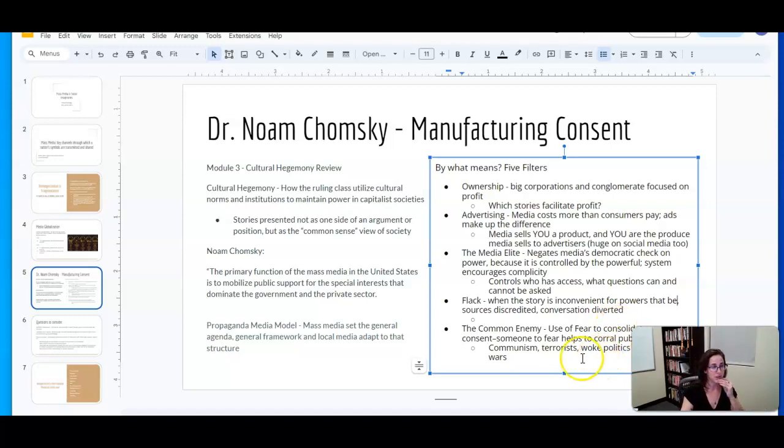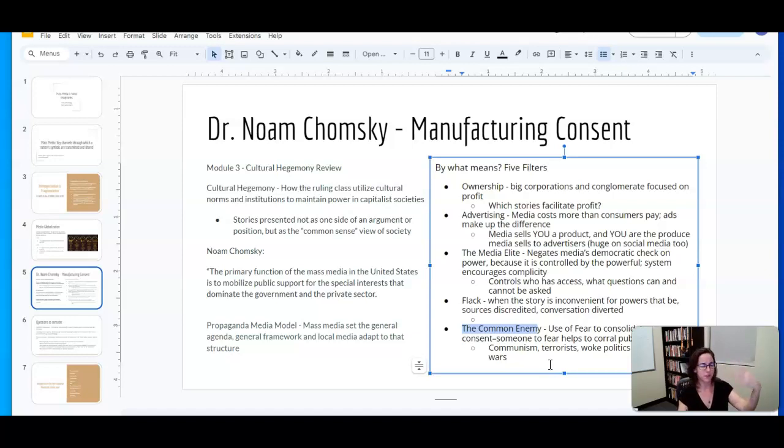And then this last one is really important here, this idea of a common enemy. This idea is very important for understanding media, not only in relationship to the Israeli-Palestinian conflict, but we can think back to when we watched Misrepresentation in Module 4 about socialization, about how fear of not being good enough, of not being pretty enough, enables advertisers to sell us all kinds of marked up goods to make sure that we do conform to those particular beauty standards. The same thing can be thought of in international relations as well. So the use of fear to consolidate consent. Someone to fear helps to corral public opinion.